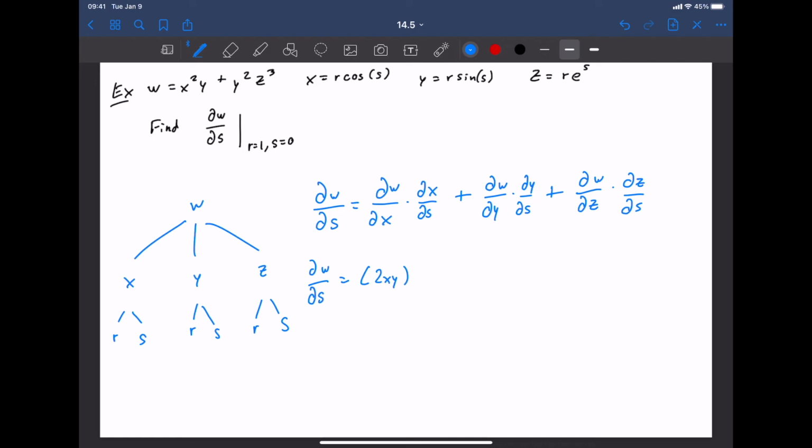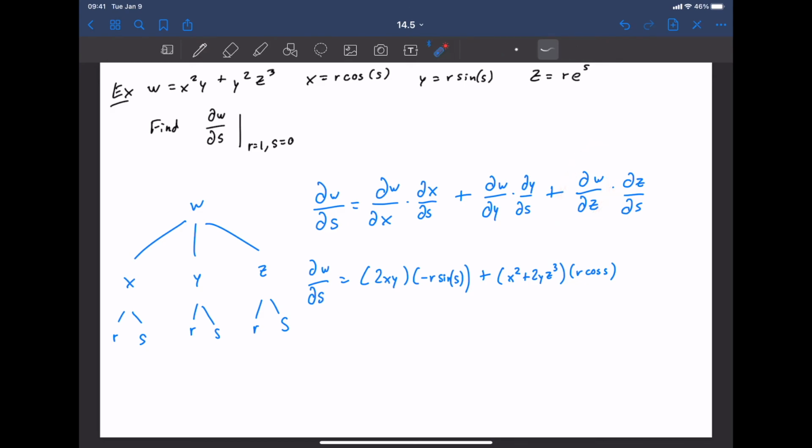2xy plus nothing. No x's. That whole thing just says a constant to me. Now, x with respect to s. I'm doing cosines all night. Negative r sine s. Plus w with respect to y. This is the annoying guy. It's x squared plus 2y z cubed. Y with respect to s now. That's r cosine s.